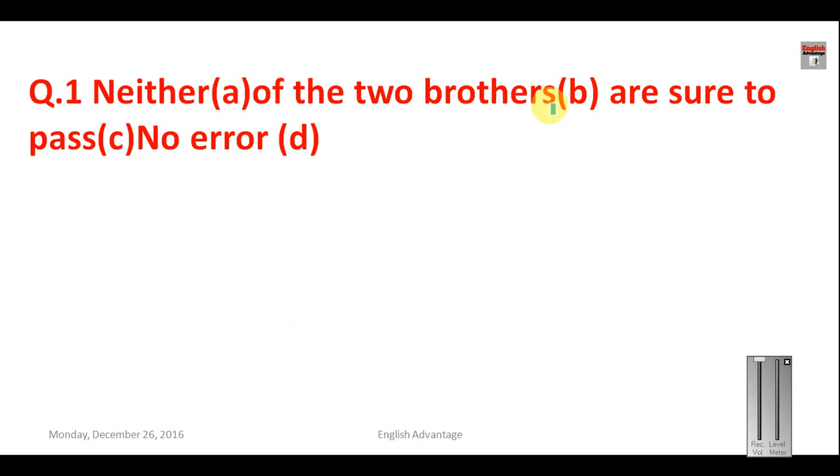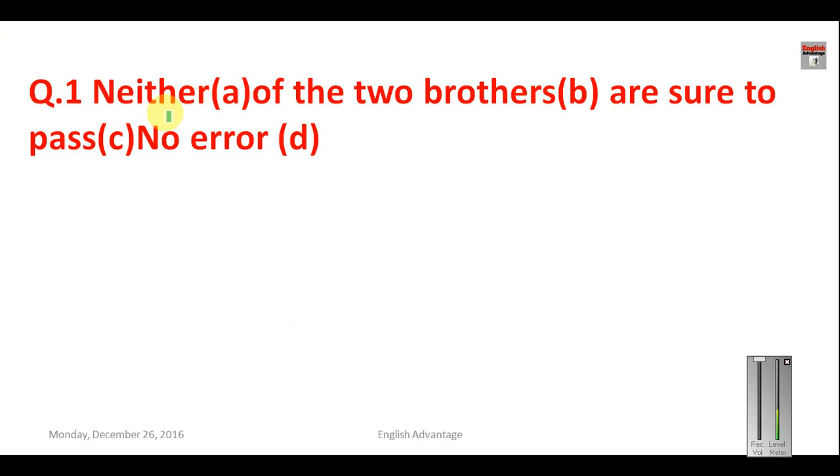Now let us move on to the real part. These are the spotting error questions I have taken for the SSC CHSL exam. These spotting error questions are very important. They will come in the English section. So let me go through the first question.